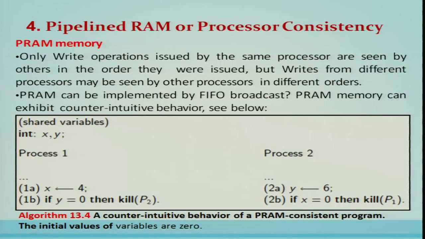PRAM full form is pipelined RAM model, or a processor consistency model. It is also called PC, that is, processor consistency. That is the consistency at local level. Only the write operations issued by the same processor are seen by the others in the order they were issued. But writes from different processors may be seen by other processors in a different order. So here the ordering of writes by the same processor is there, unlike in causal ordering, where the ordering of writes between different processors is also enforced if they are causally related. So processor consistency, or pipelined RAM or PRAM consistency model, is a weaker form of the causal consistency model. This PRAM can be implemented using a FIFO broadcast.